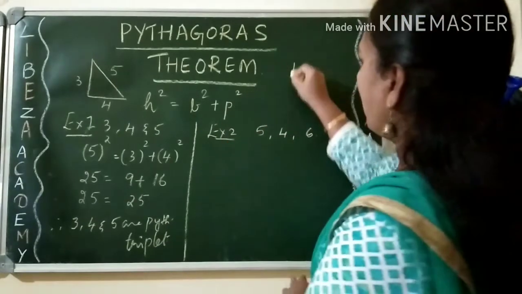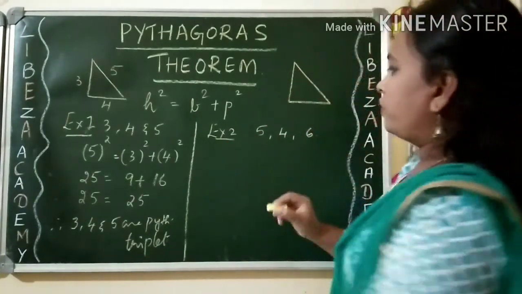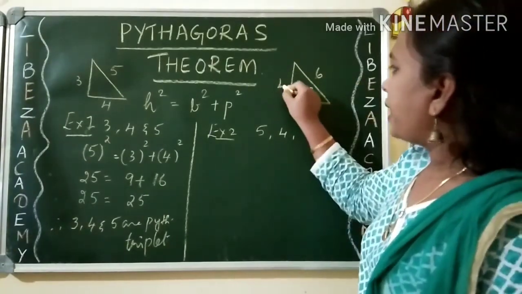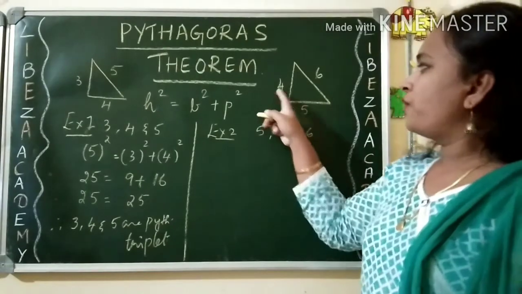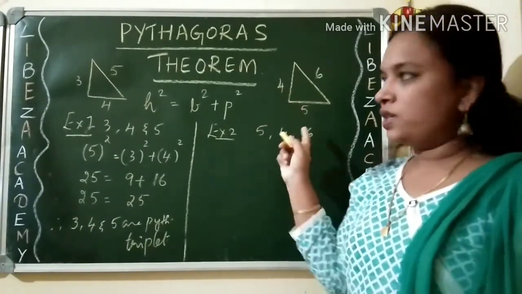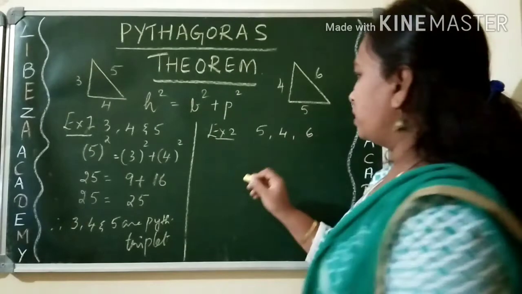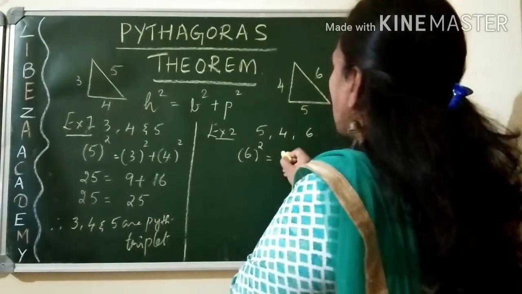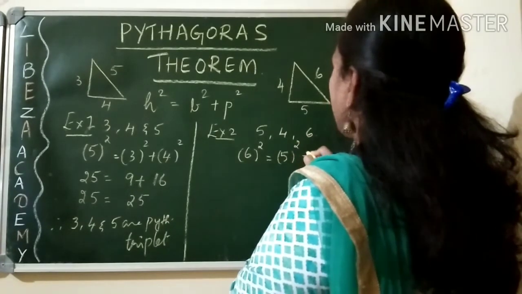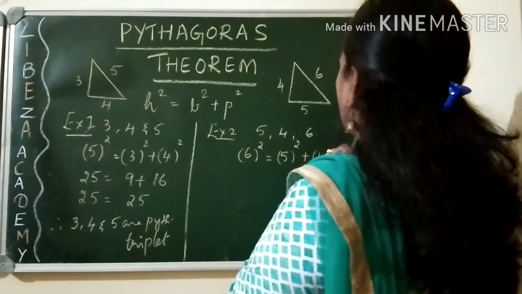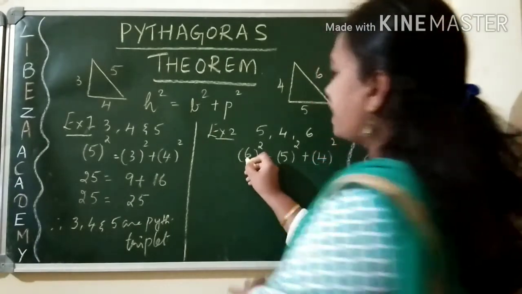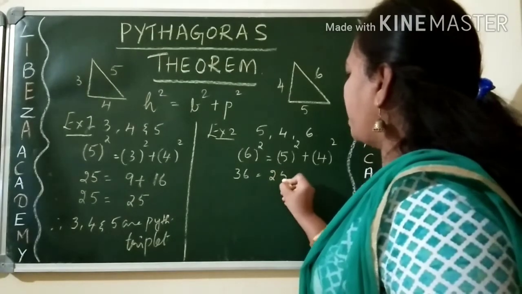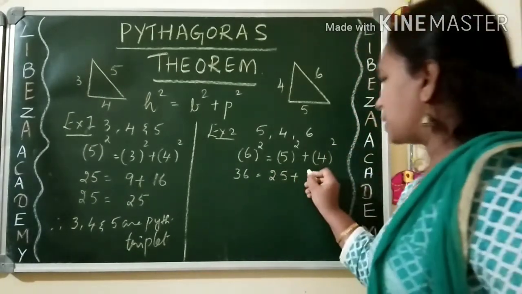In the same way, I will draw a rough diagram. Which is the longest side here? 6 is the longest side, and I'll write 4 and 5 here. You can either interchange these and write them, that doesn't matter. Now hypotenuse square will be equal to the sum of the other two squares, that is base square plus perpendicular square. So 6 square is 36, 5 square is 25 and 4 square is 16.